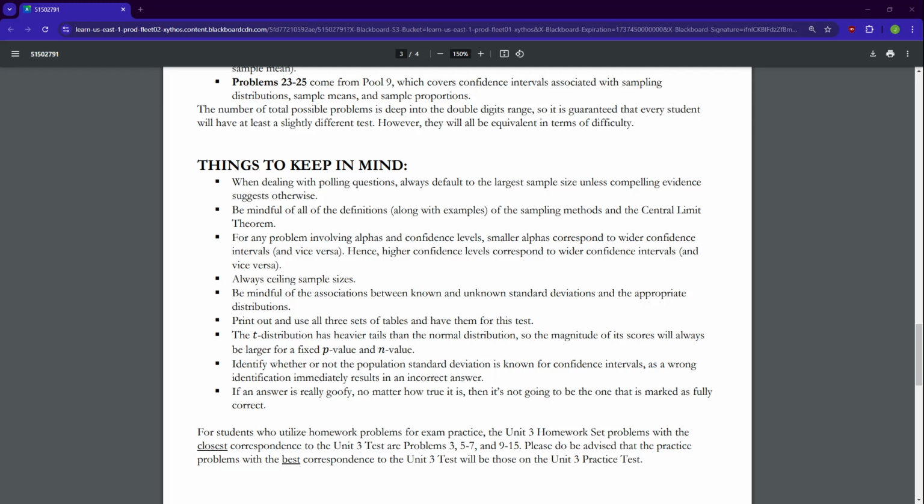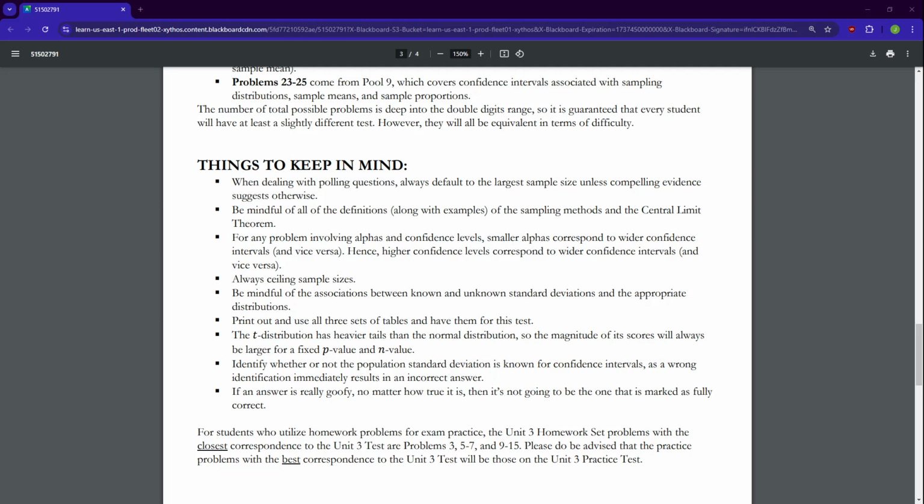When you're dealing with these alphas and confidence levels, a simple rule of thumb to keep in mind: the smaller your alpha, the higher your confidence level, hence the wider your interval has to be, because you have to allow for more possibilities in order to be more confident. And the reverse is true. If we don't need to be as confident, then our interval does not have to be as wide. Therefore, there's a higher probability of being wrong, which corresponds to a higher alpha.